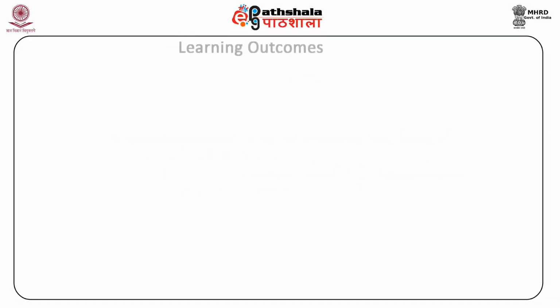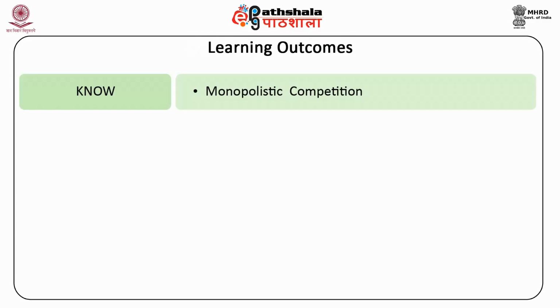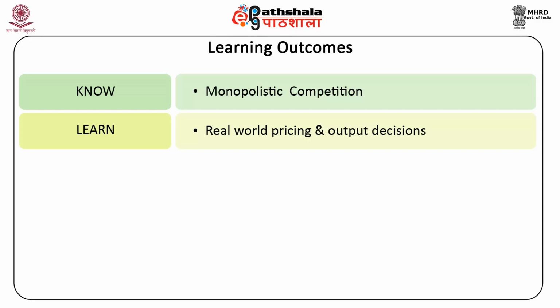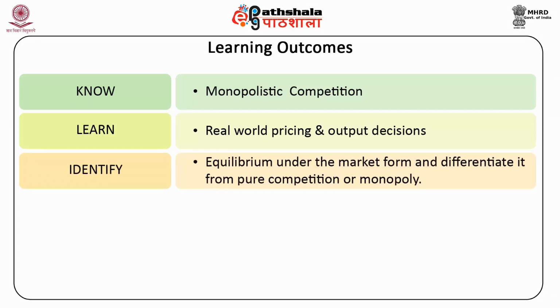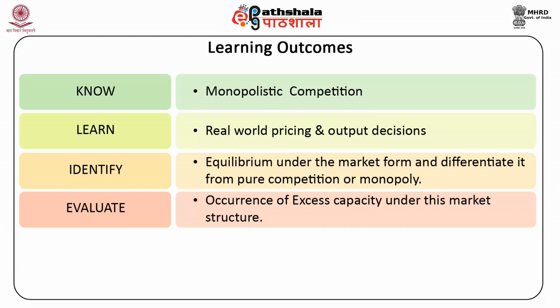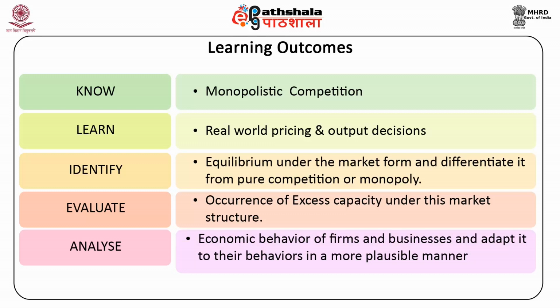After studying this module, you shall be able to effectively understand monopolistic competition as a distinct market structure, learn about the pricing and output decisions taken in the real business environment, identify the market form in terms of equilibrium determination, and differentiate it from the two extreme market structures, that is, perfect competition and monopoly. Evaluate the occurrence of excess capacity and analyze firms and businesses to adapt this market structure in an operational manner to their behavior.